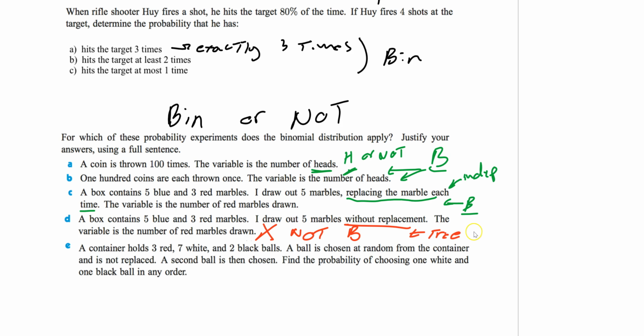I draw a little tree diagram, our favorite thing ever, and then solve it. A container holds 3 red, 7 white, and 2 black marbles. A ball is chosen at random from the container and is not replaced. Done. Don't have to read anymore. I don't like reading anyway.